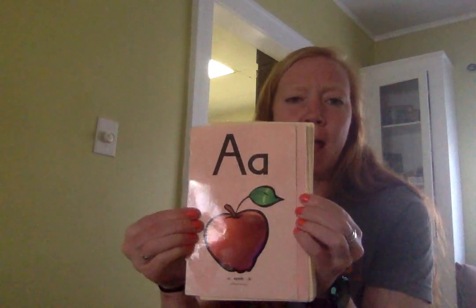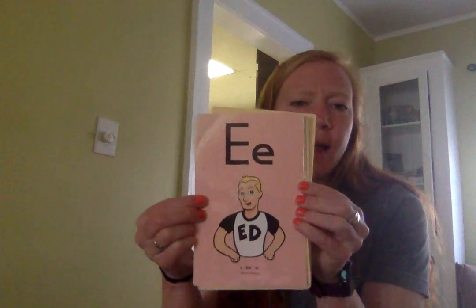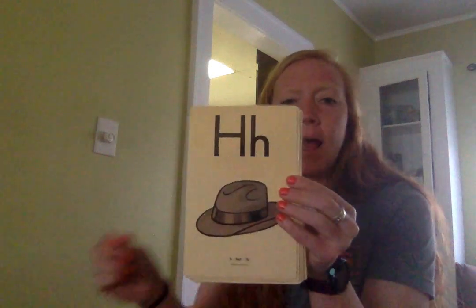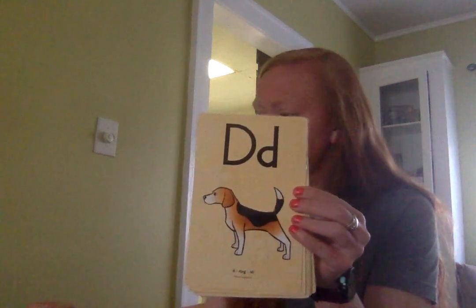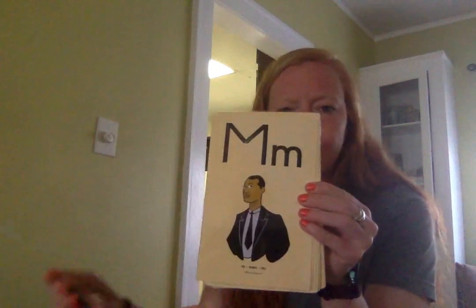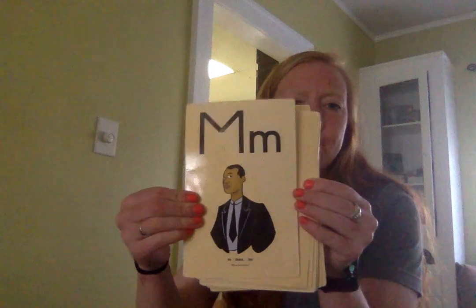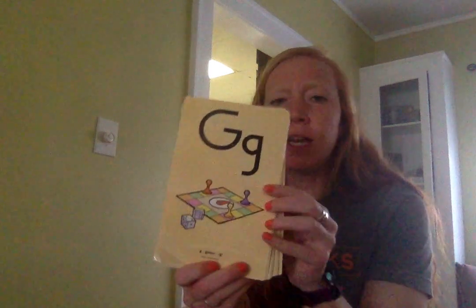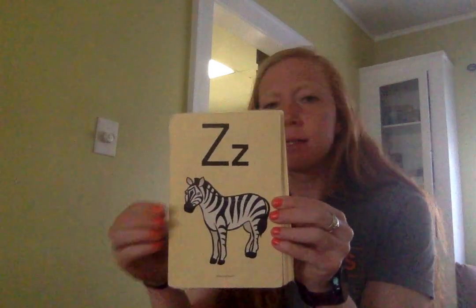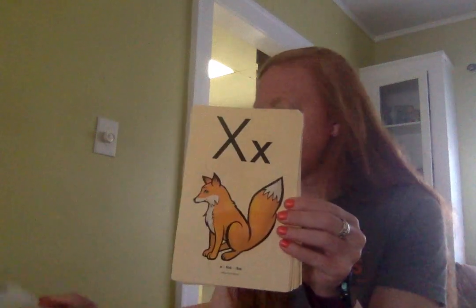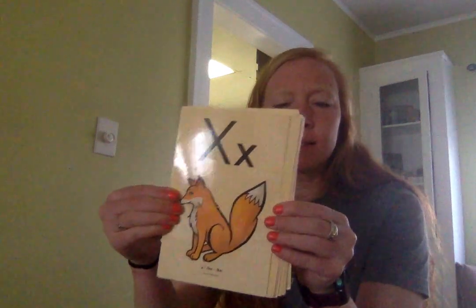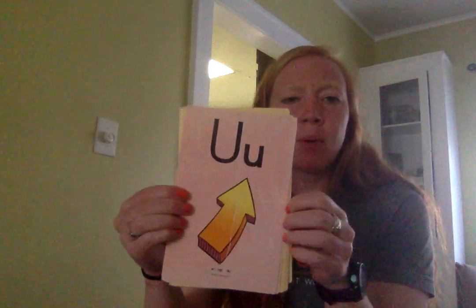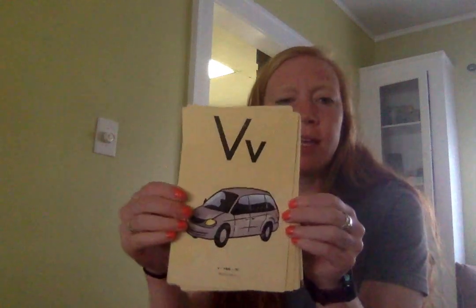A, apple. E, ed. F, fun. H, hat. D, dog. M, man. J, jug. G, game. Z, zebra. X, fox. W, wind. U, up. V, van.